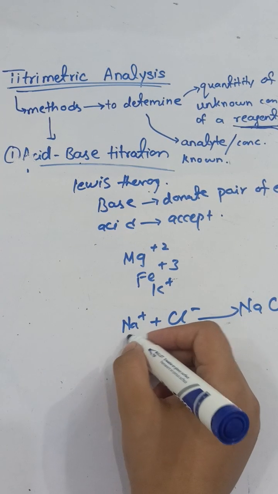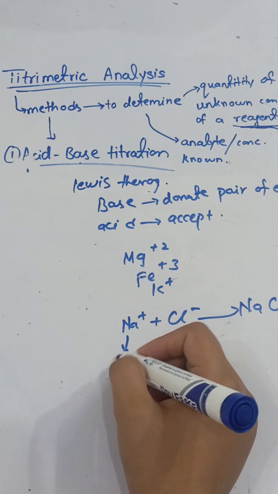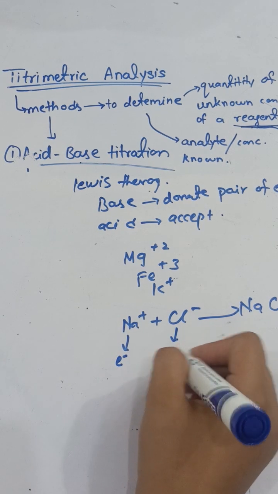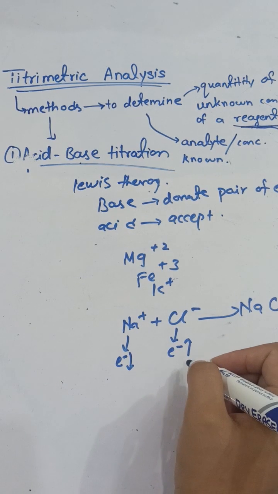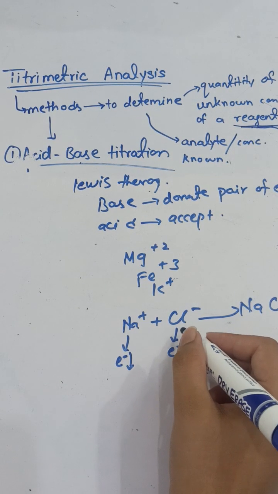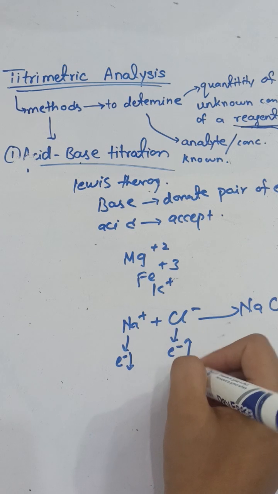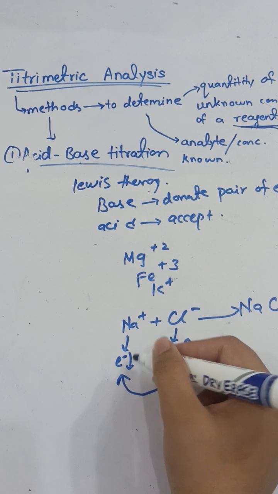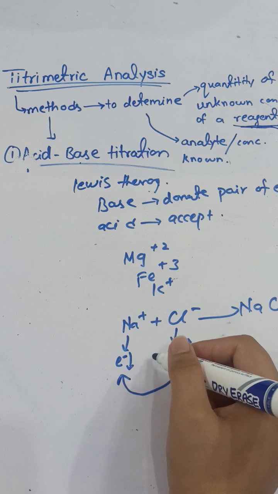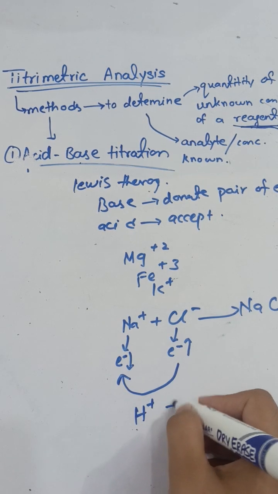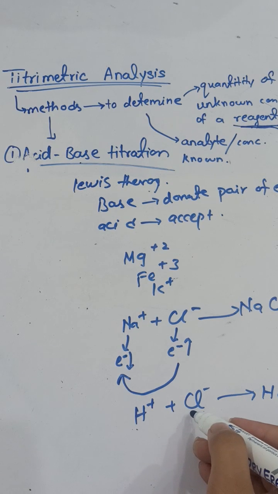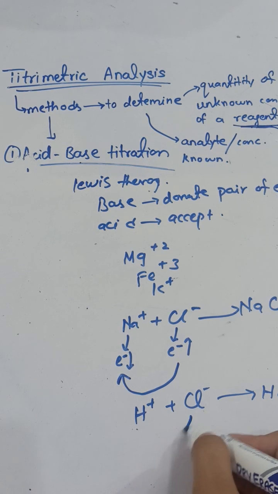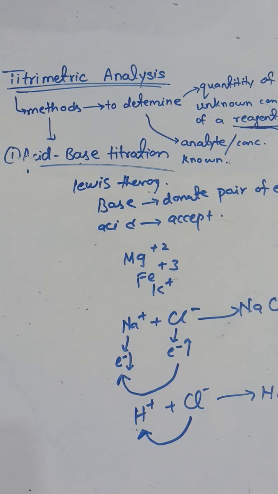So Na positive is electron deficient, it has fewer electrons, while Cl negative has more electrons. The species having more electrons is a base, and it will donate its electrons to the electron deficient one. Similarly, the reaction occurs between hydrogen positive and Cl negative to form HCl. So Cl negative is electron rich, so it will donate its electrons to hydrogen positive.